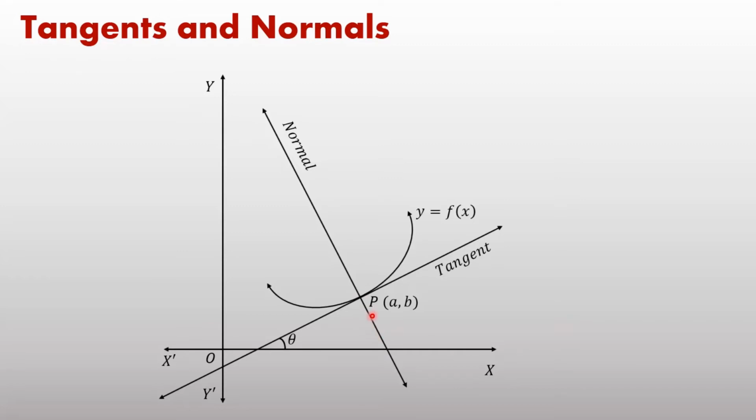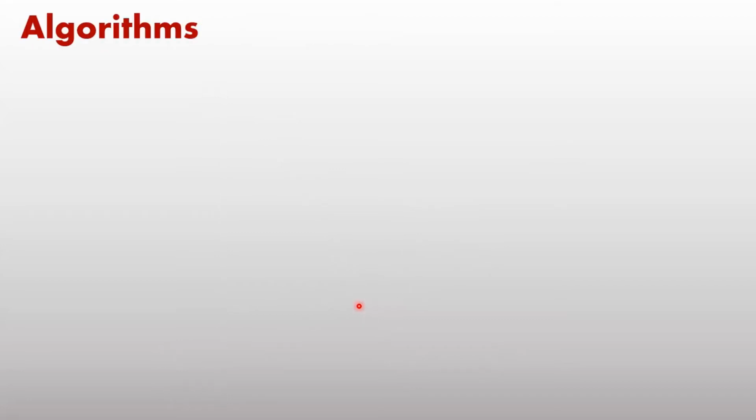First, if a point is given, tangent means a line which touches the curve at point P is known as tangent, and normal means a line which is perpendicular to the tangent at point P is known as normal. Now some questions, and before solving a question you should know the process by which you can solve it.